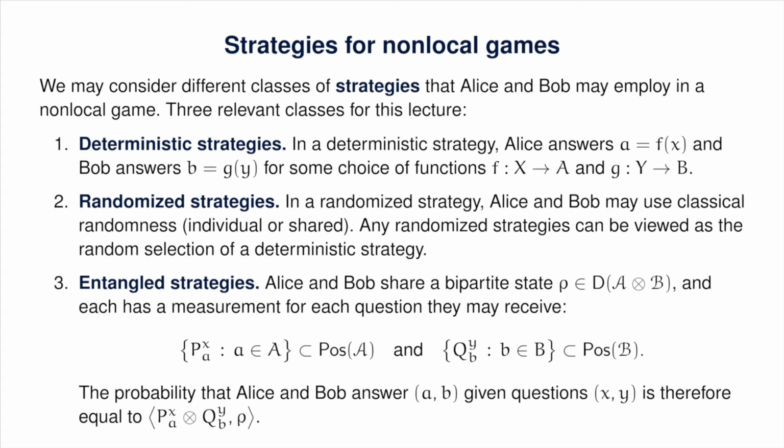It's important to note at this point that we're not placing any restrictions at all on the sizes of the registers A and B, other than that these are finite-dimensional quantum systems. Although technically rho is not required to be entangled, it turns out that if rho is separable, then any strategy of the form just described that makes use of the state rho will be equivalent to a classical randomized strategy. So the possibility that rho is entangled is what makes this type of strategy interesting.